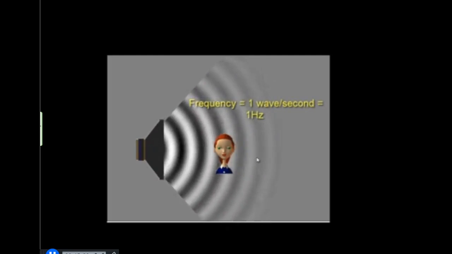Now we want to examine something called frequency. And if I just look at my simulation, we can see that it's making about 1 wave per second. So a fairly low frequency wave. 1 wave per second is hitting my eardrum, and we would say that has a frequency of 1 hertz.